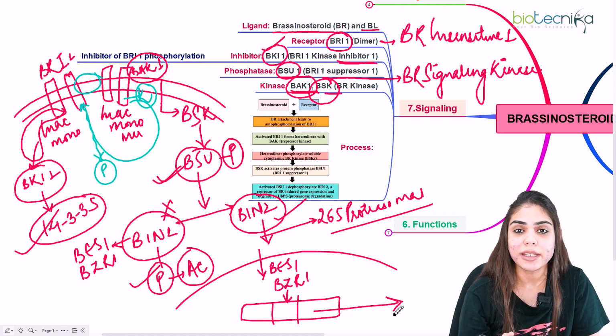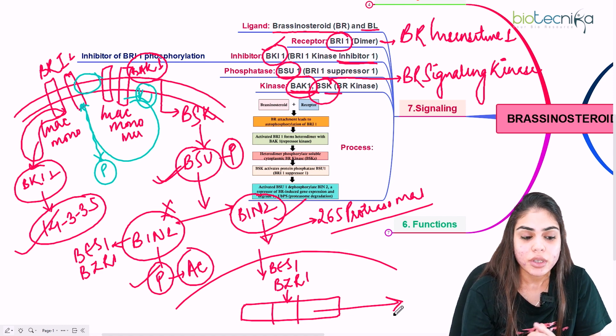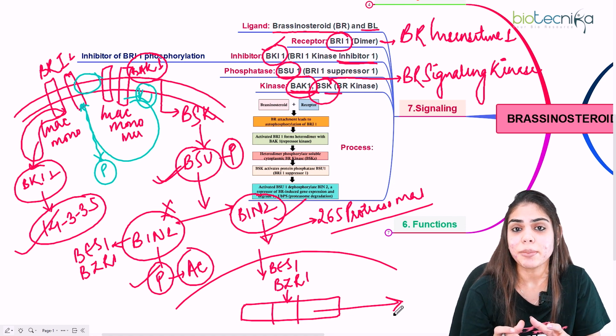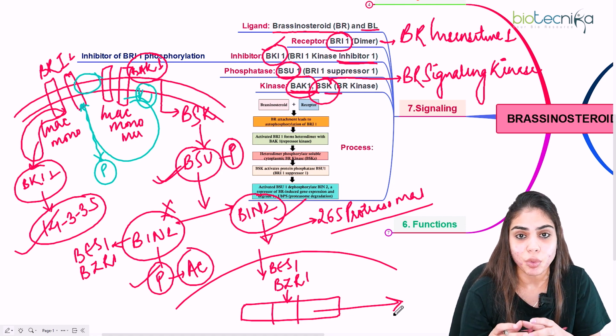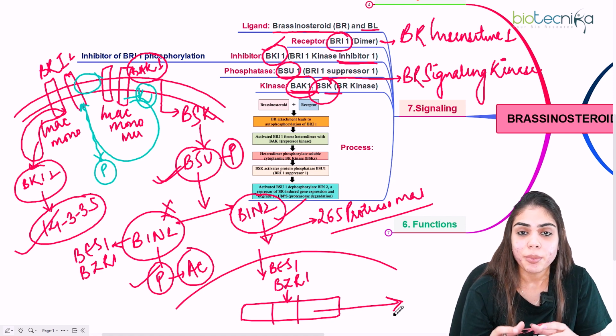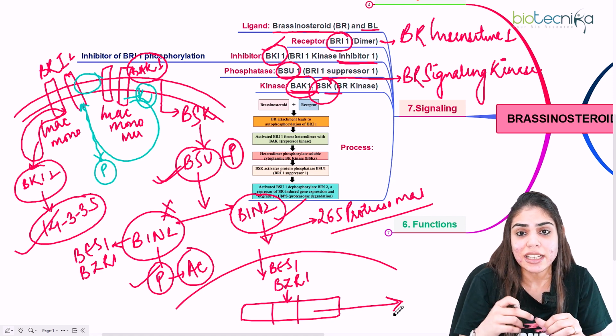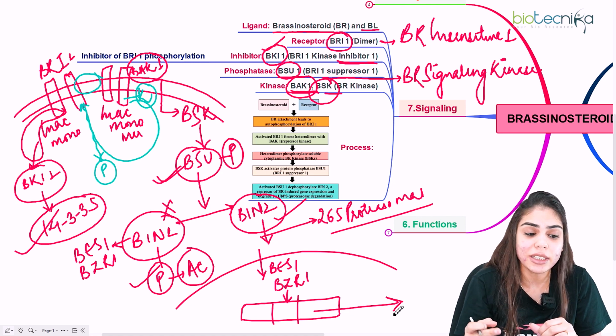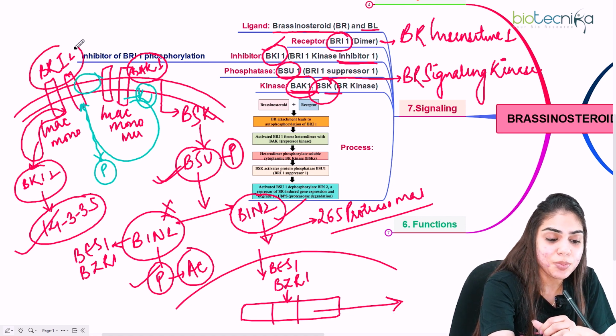So what happens when the signaling is off? The brassinosteroid receptor, that is BRI1, and the receptor kinase, that is BAK1, are there in the membrane in the form of inactive monomers, and the signaling is off. Why is the signaling off? Because there is one inhibitor that is bound to the cytoplasmic tail of the receptor, that is BRI1.